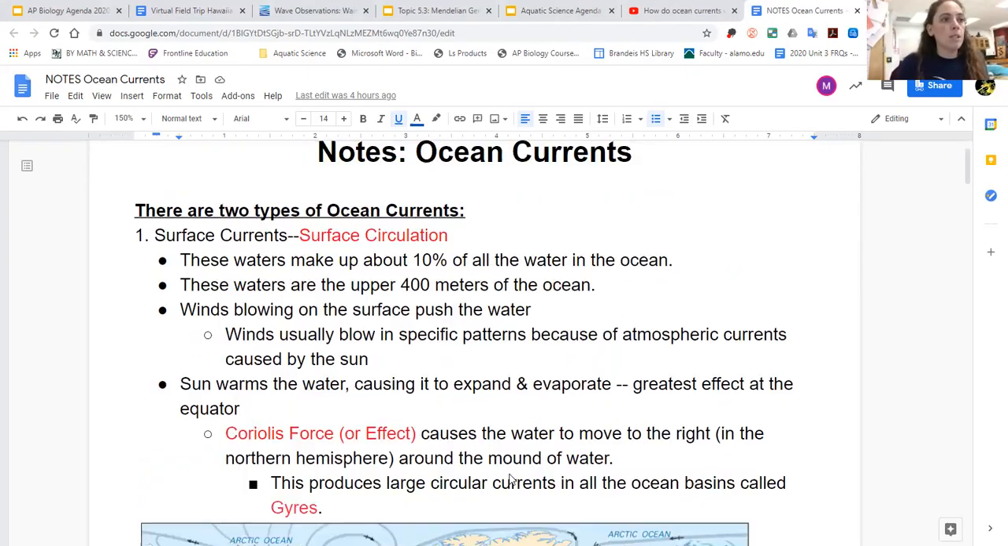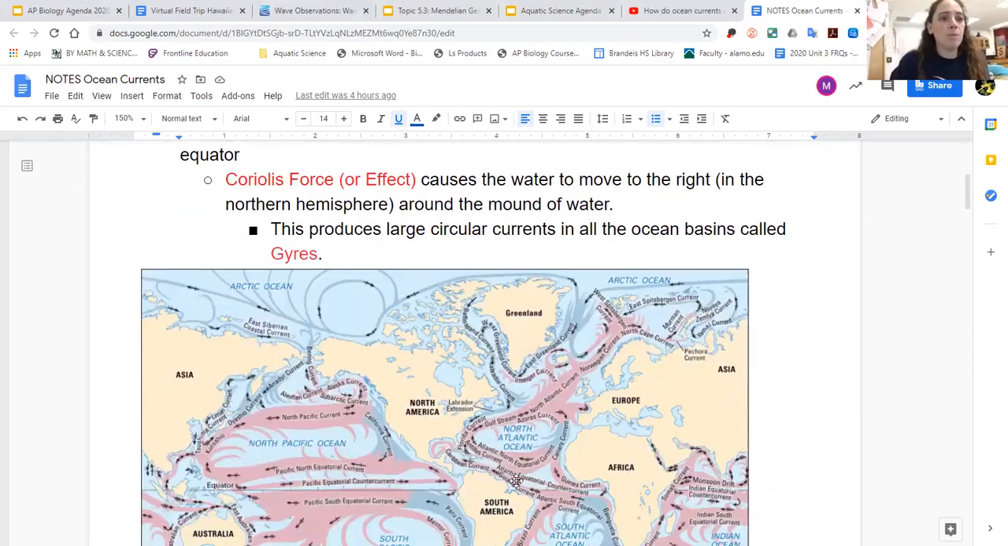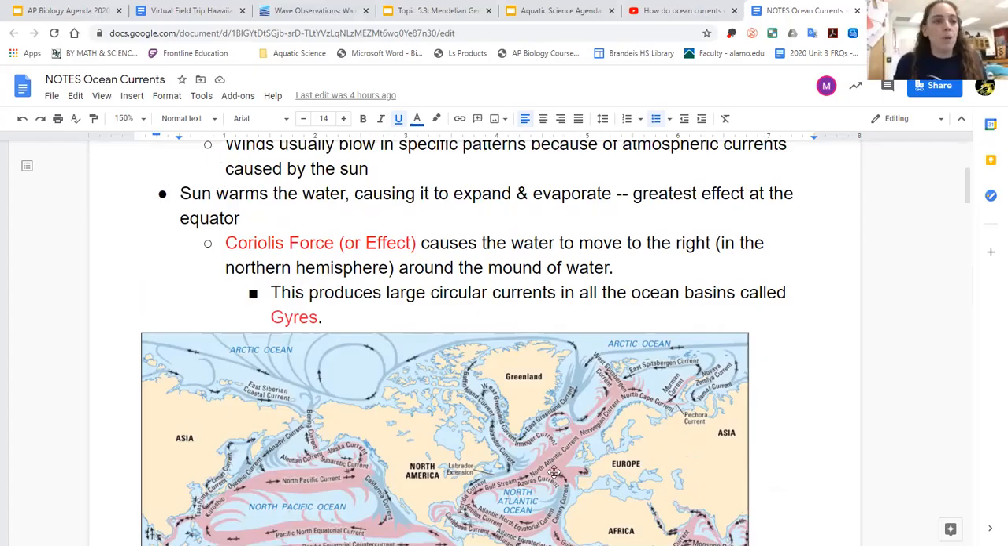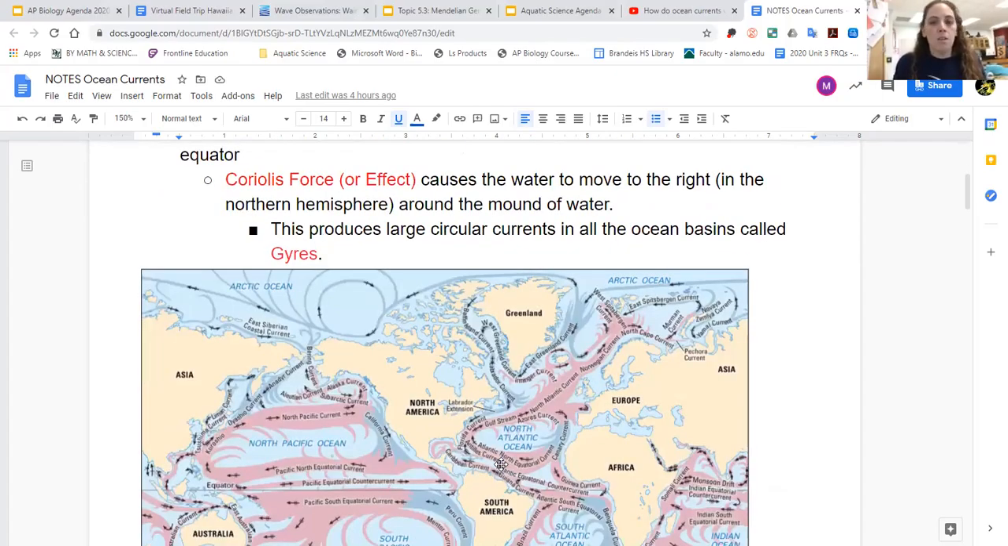So the way this works is the sun is going to warm the water. Warm water is less dense than cooler water, so that warm water is going to rise to the top. It's going to expand a little bit. And so our winds are going to be able to push that warm water. This effect is greatest at the equator. Looking at this map, we can see that most of the warm water currents are near the equator. So they get pushed around, and they get pushed in patterns due again to the winds and the Coriolis effect.